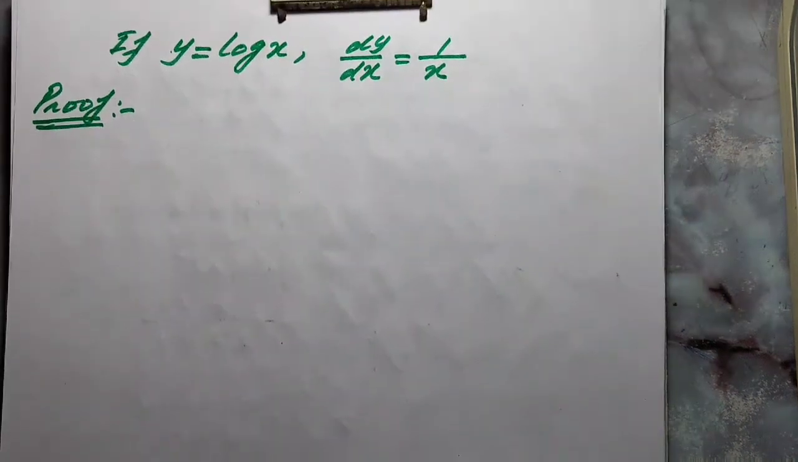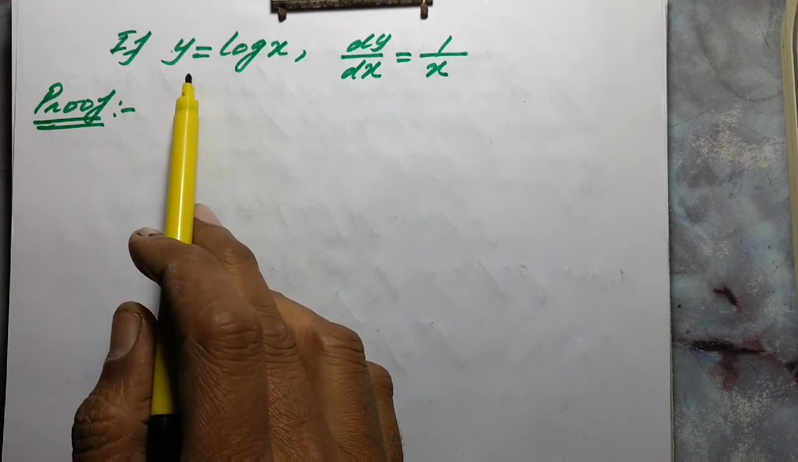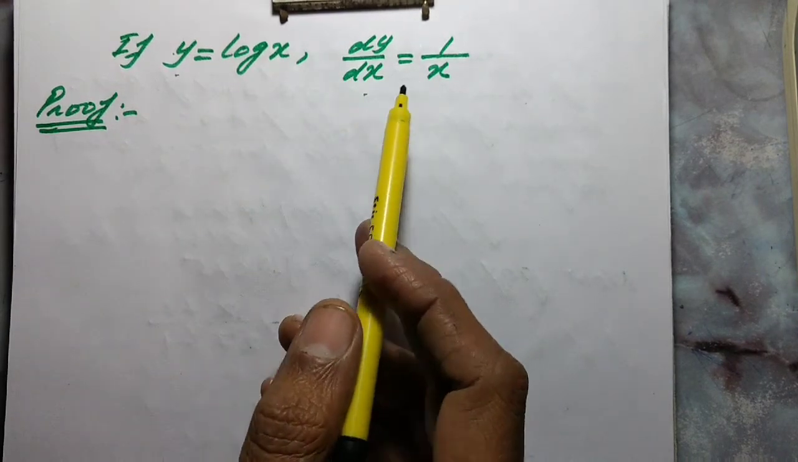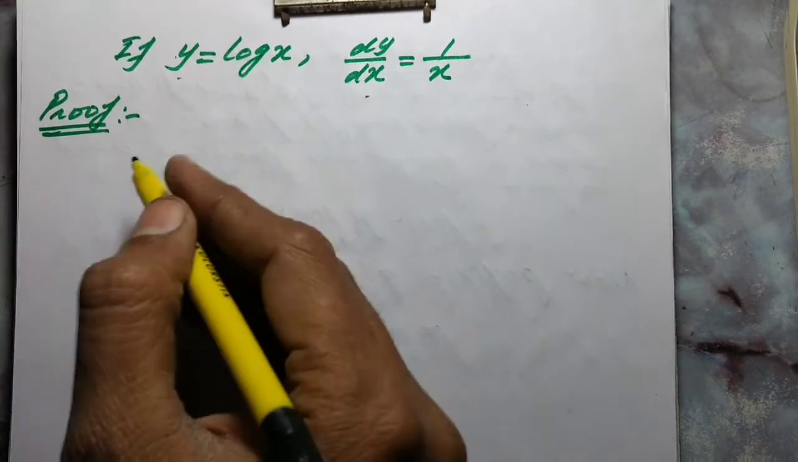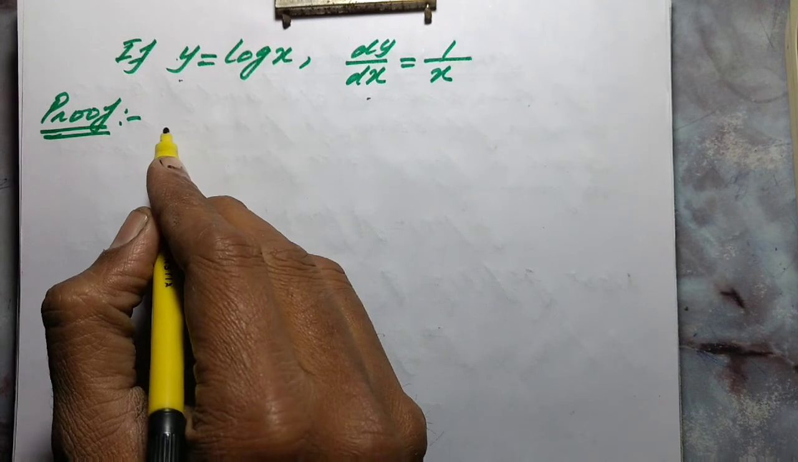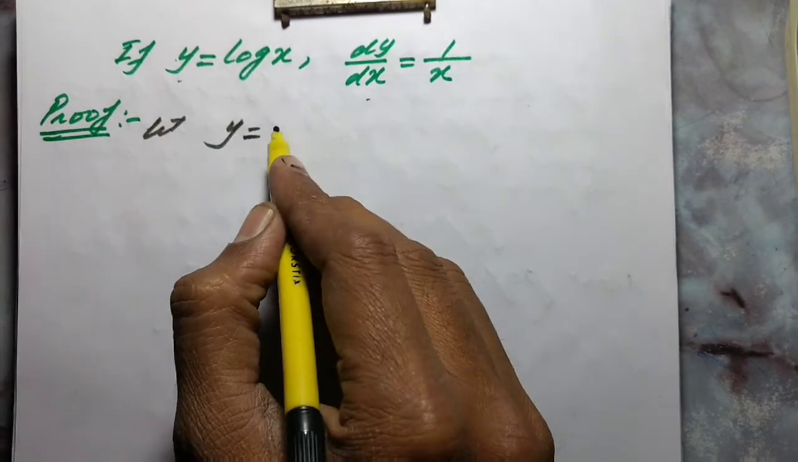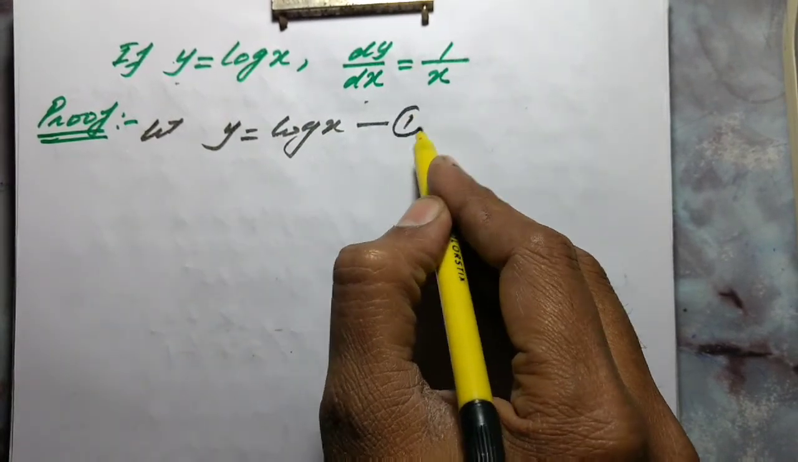Now, in this video I'm going to prove if y is equal to log x, then dy upon dx is equal to 1 upon x by first principle. So, let y is equal to log x. Let it be equation number 1.